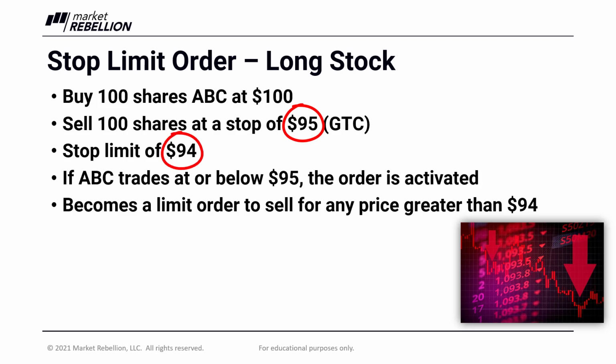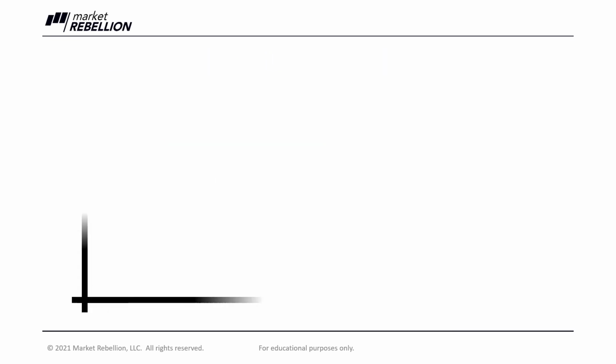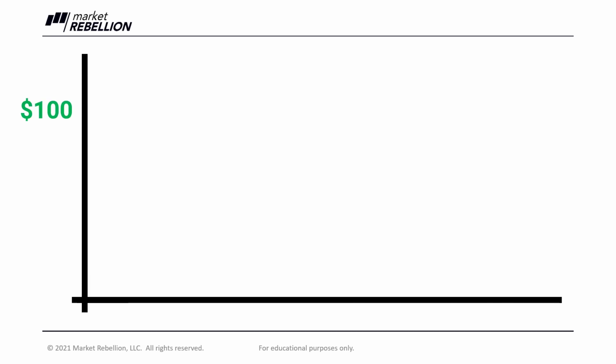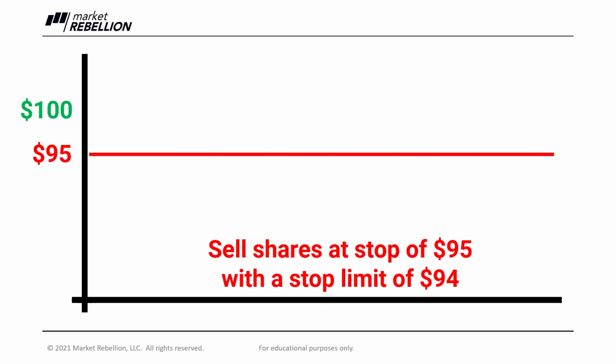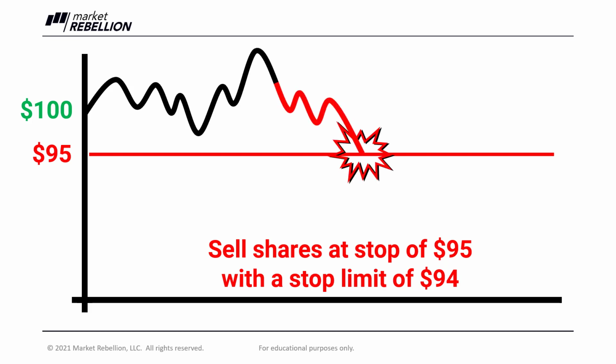of 94. So for instance, let's go back to our stock chart and say that you bought shares of stock for 100, but just in case the price falls, you place a sell stop limit. And you place a second order to sell shares at a stop of 95 with a stop limit of 94. Well, your stop price is 95. That's your trigger point. And as long as the stock price stays above it, no problems. You'll never trigger the order.